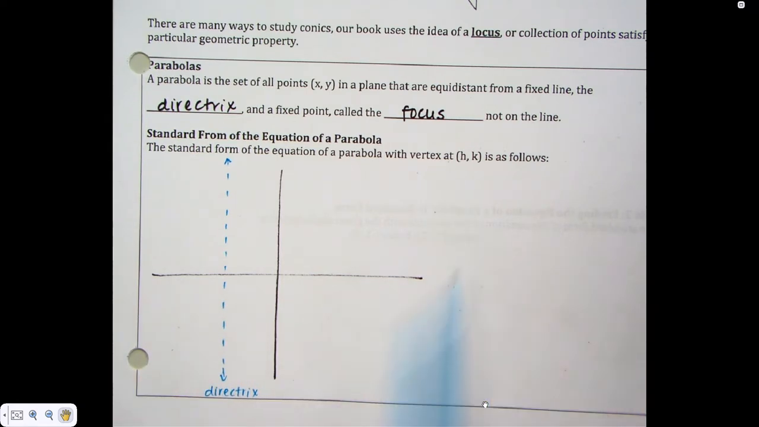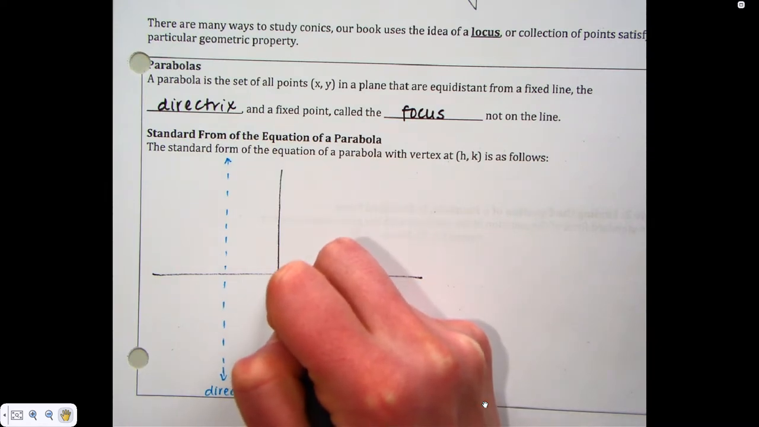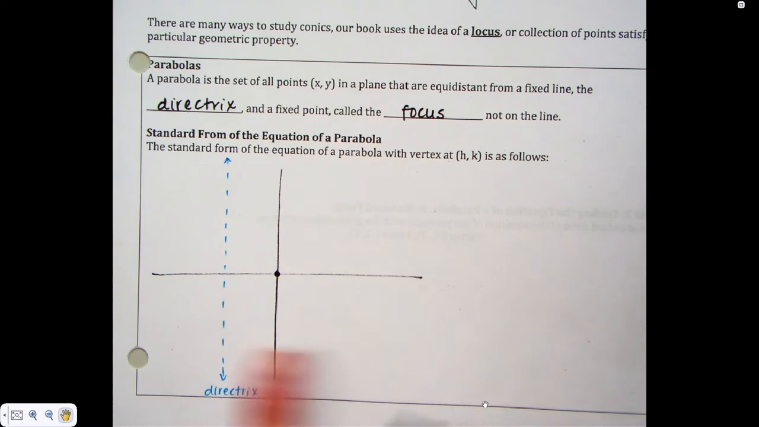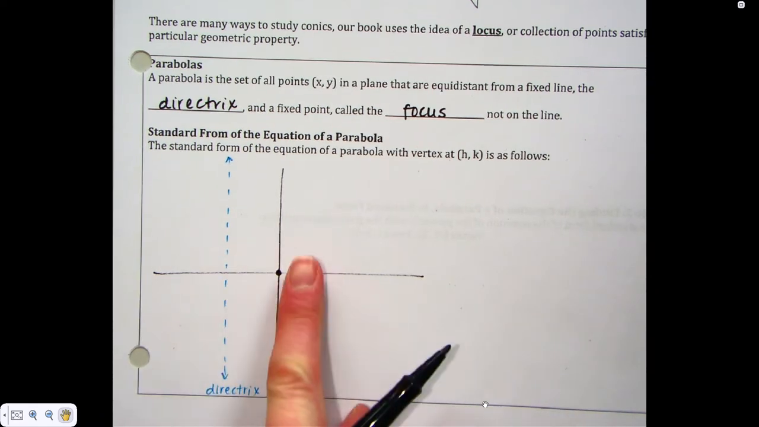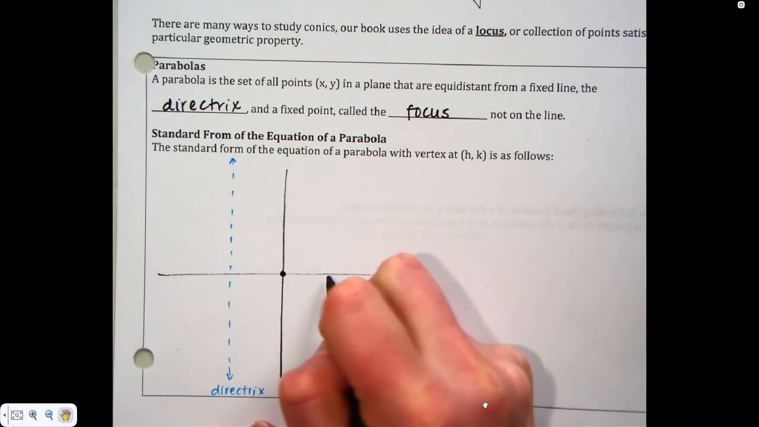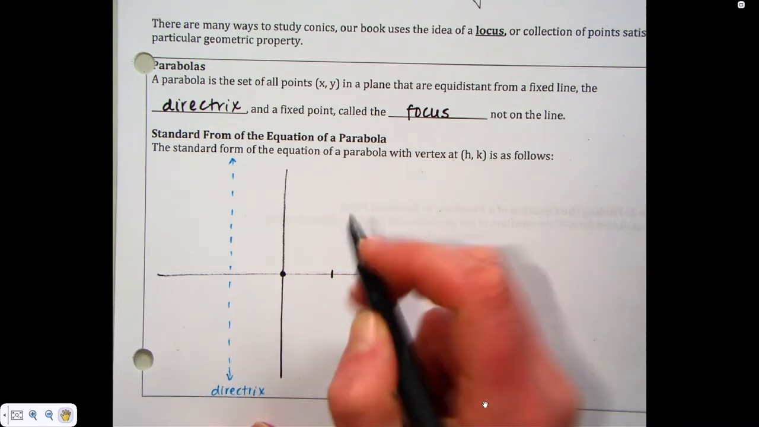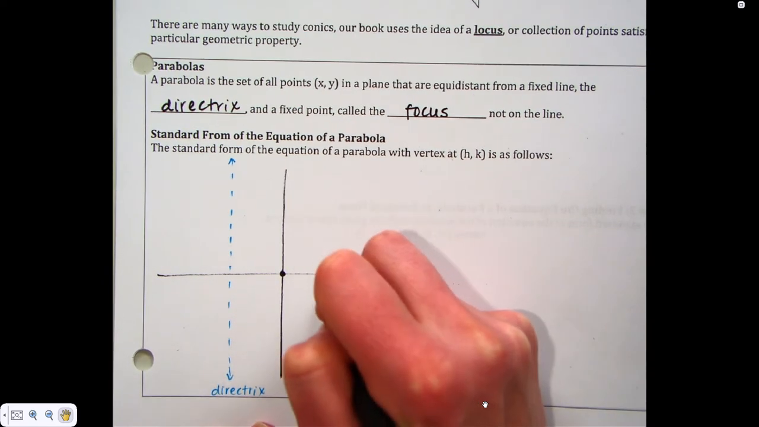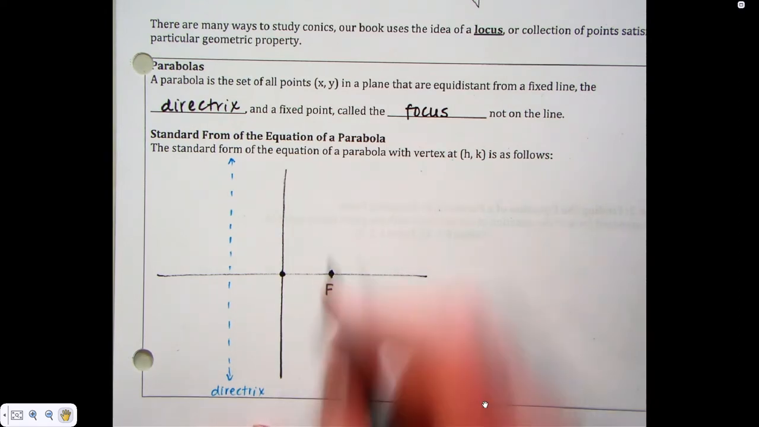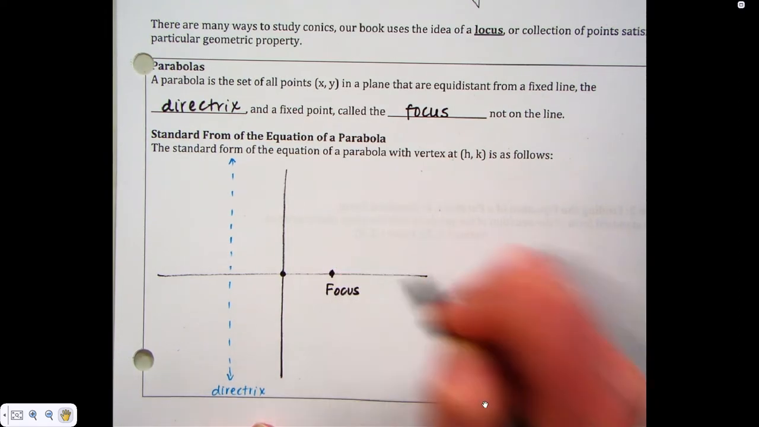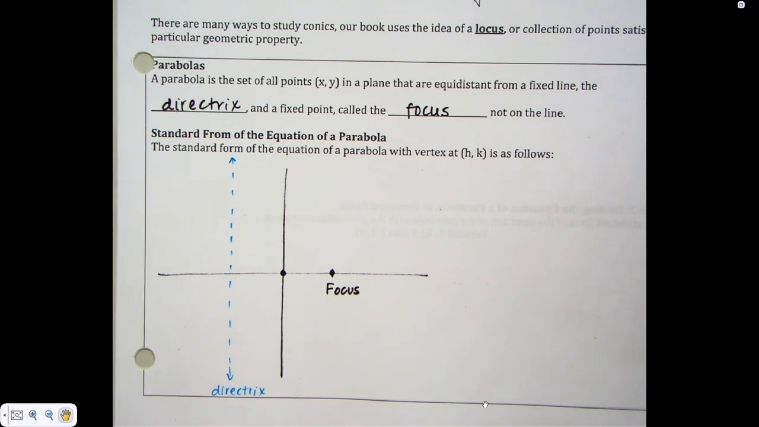My focus could be any coordinate point on either side of this line. I wouldn't want to put it on the directrix. That wouldn't be very interesting. For my picture here, I'm going to have my vertex centered at the origin, so I'm going to try to draw it so that I have exactly the same space on this side from the origin as I do over here. I want those two values to be equal. This coordinate right here will be my focus. The focus is a point, the directrix is a line.